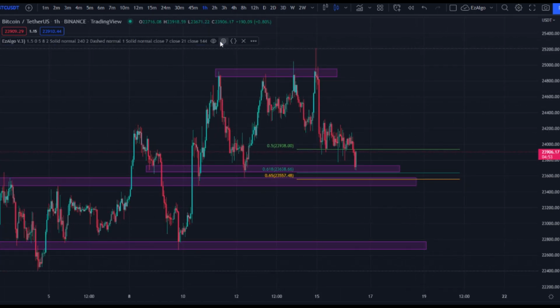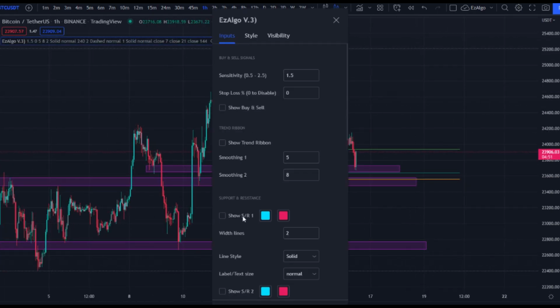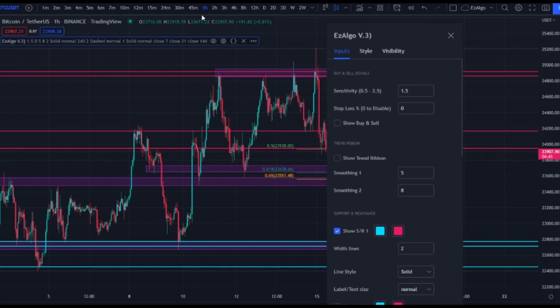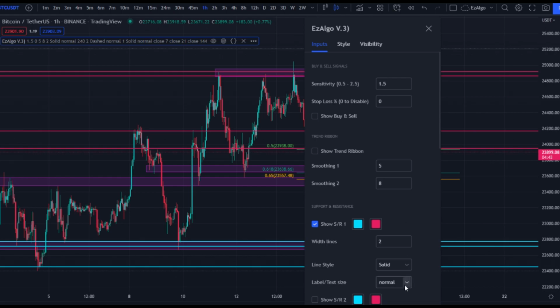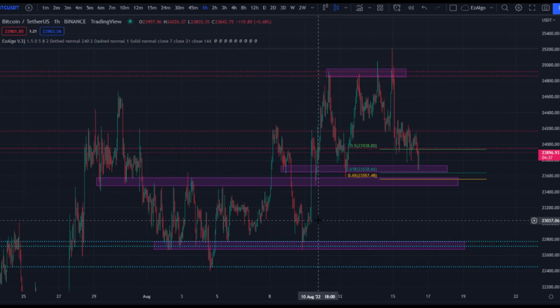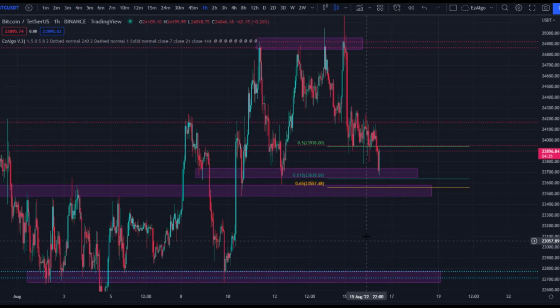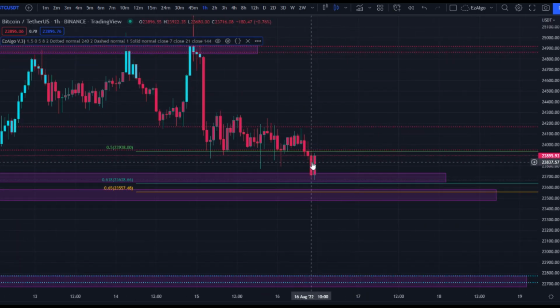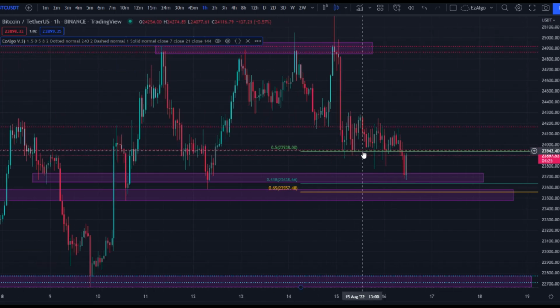Okay, so what we're going to be doing now that we have our levels marked out is we're going to turn on EzAlgo, right? We're going to turn on EzAlgo SR1, which are the support and resistance levels of whatever time frame we're using, so the 1 hour time frame, and we're going to make these dotted lines. Okay, I like the dotted lines, just makes it a little bit more clear. So we have our levels marked out, and these are the zones that we're going to be trading off of. As you can see, we have a resistance right here. This would probably be a good time to go short at this resistance level. Okay, so that would be a short idea.